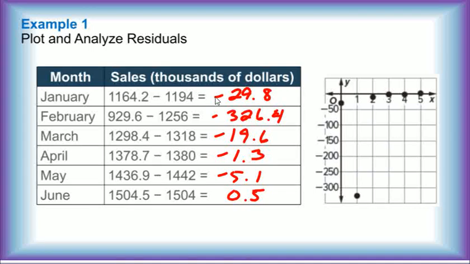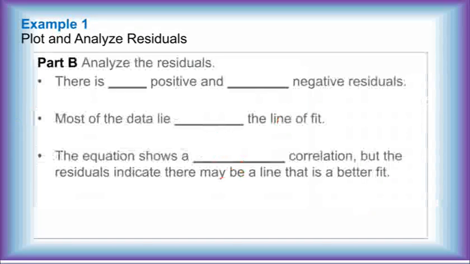You'll notice that this point right here was furthest away from the line, which stands out. That would be February. That one's further away. We would say that one's more like an outlier. That one's really far away compared to all the other data points.